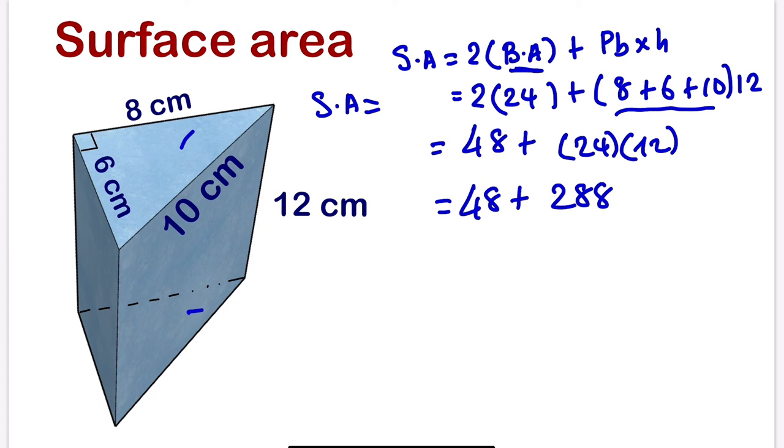288. So if we add them up together, we are going to have 336 centimeters squared for the surface area. So that's it.